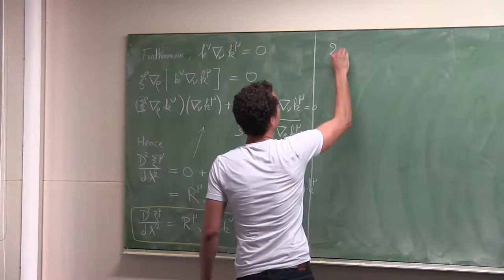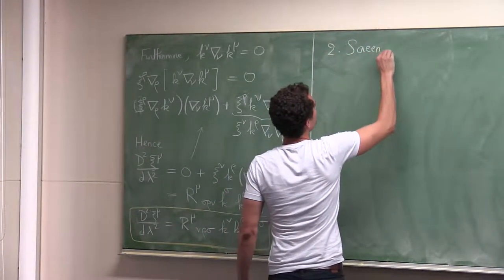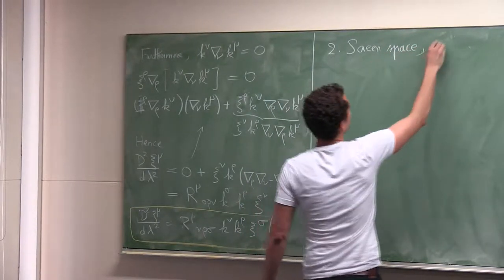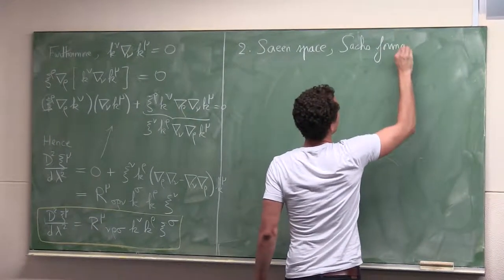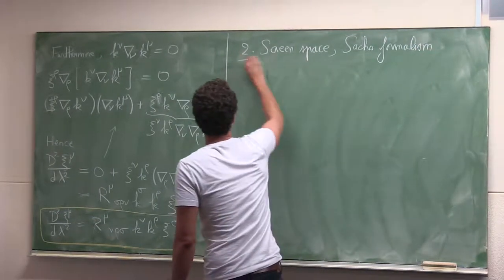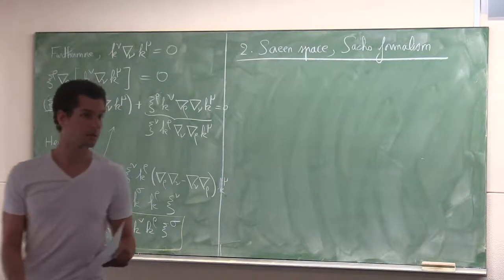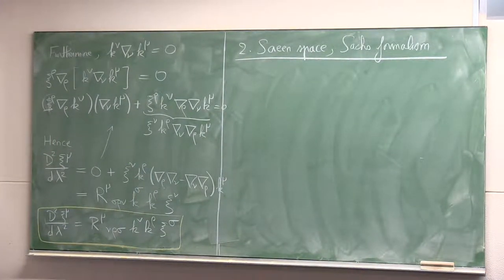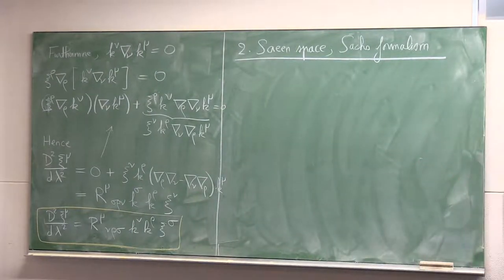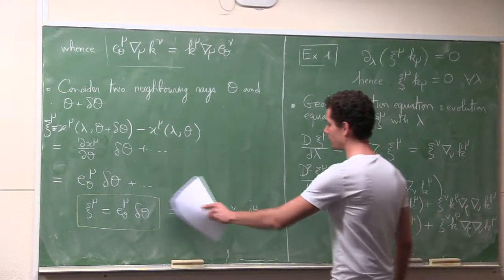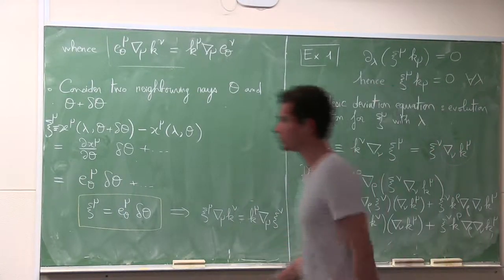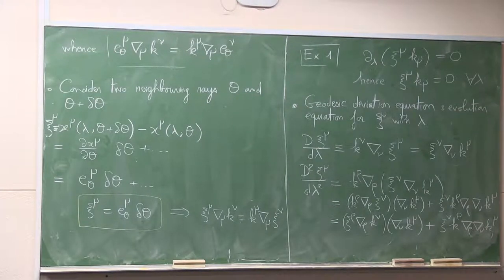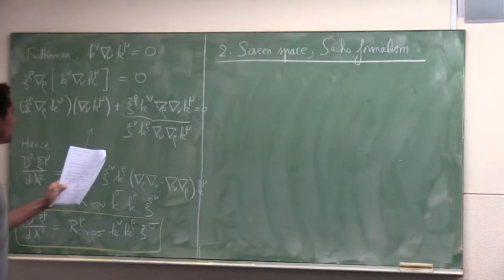So let's go to what we call the screen space, and the beginning of the Sachs formalism. I think you've assumed zero torsion. True, probably because of that. If I want to introduce those, yes, indeed, zero torsion. When we have torsion, we can't do anything. All right, thank you.